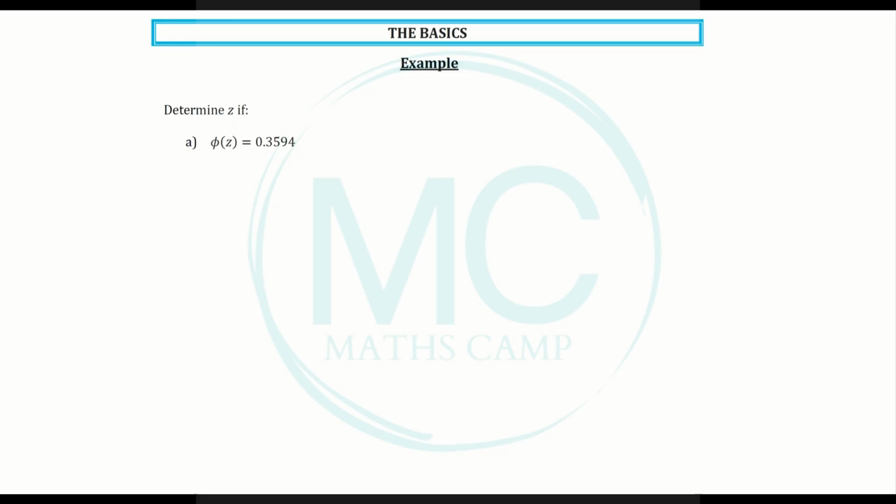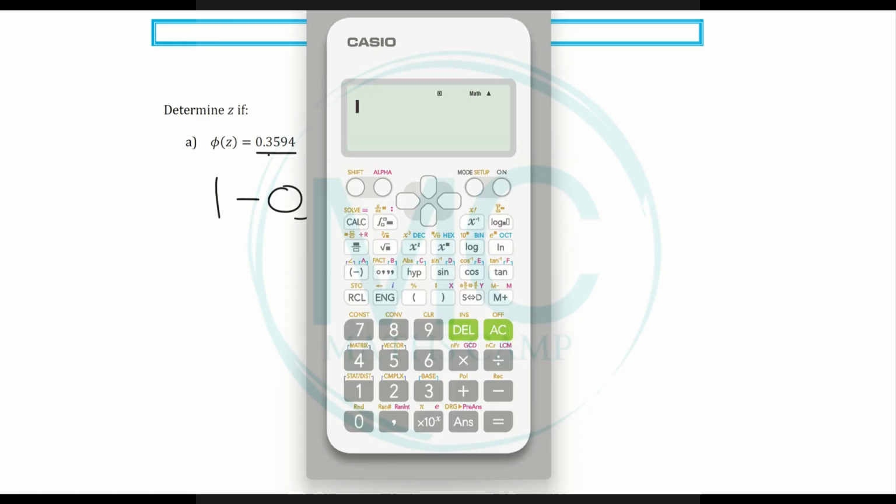Determine z if the probability of z is 0,3594. Probability is smaller than 0,5, so we know that z will be negative. To find a probability that I know will be in our distribution table, I say 1 minus 0,3594. Take my calculator. 1 minus 0,3594 is equal to 0,6406.